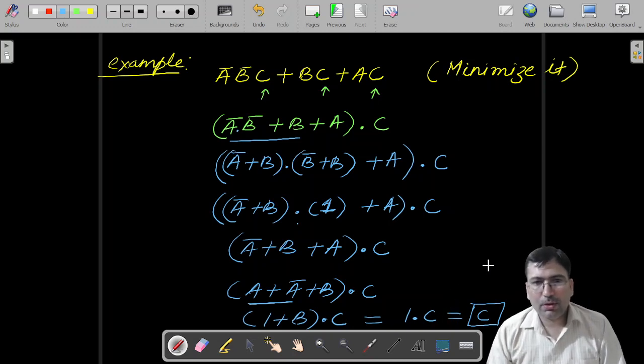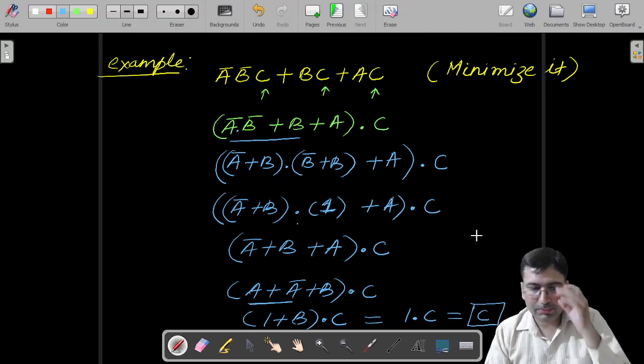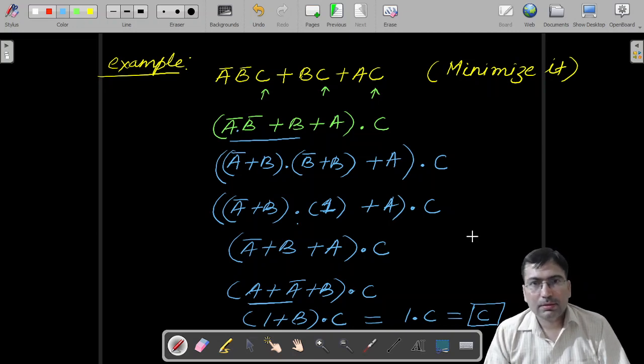So these were a few of the laws and one example. We will solve a few more examples in the class. Okay, so I'm just closing this lecture. Thank you everyone.